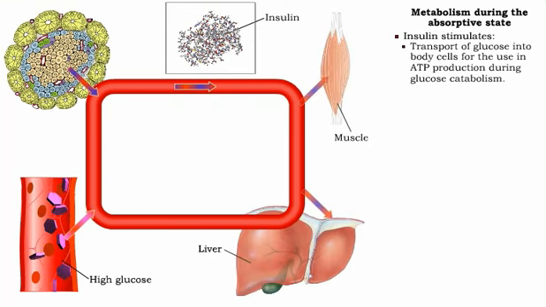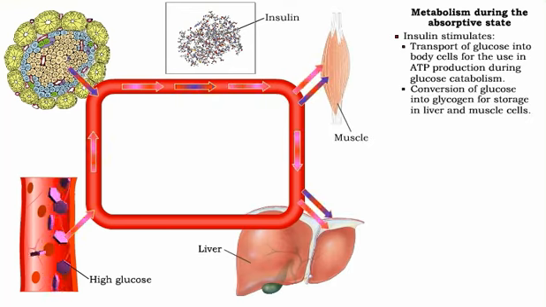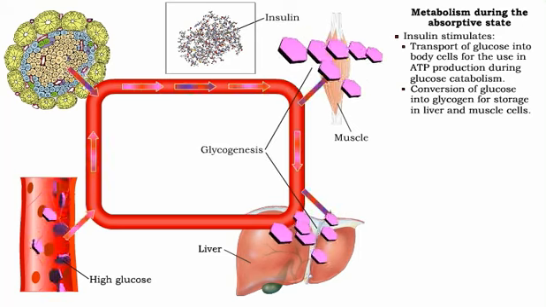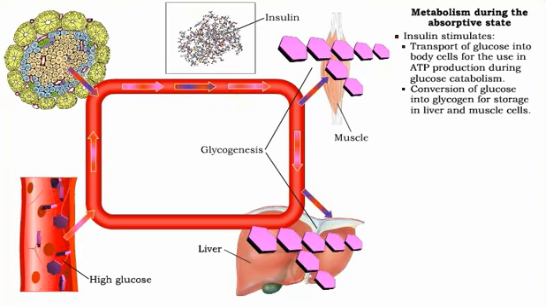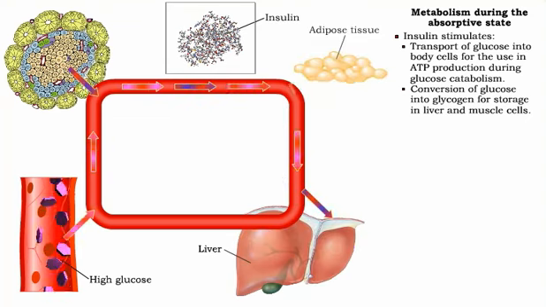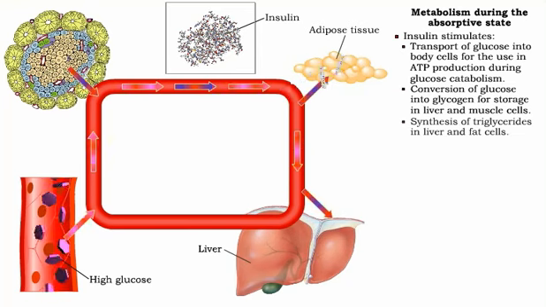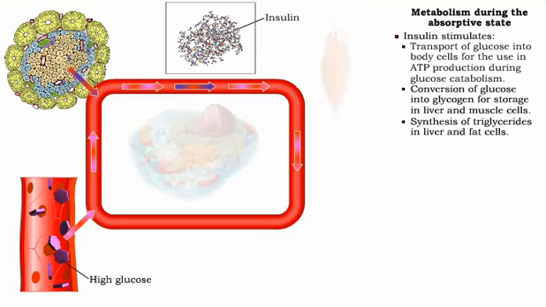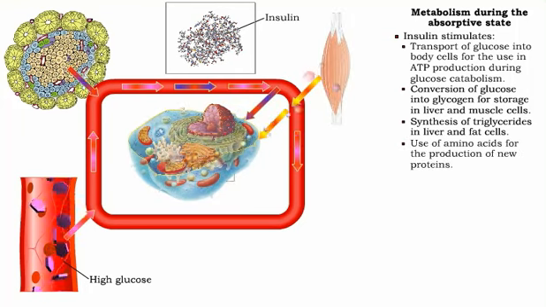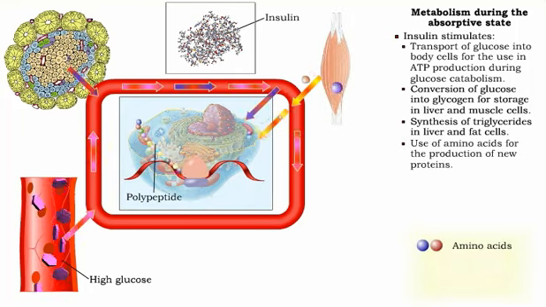Insulin stimulates the conversion of glucose into glycogen for storage in liver and muscle cells. Insulin stimulates the synthesis of triglycerides in liver and fat cells. Insulin stimulates the use of amino acids for the production of new proteins.